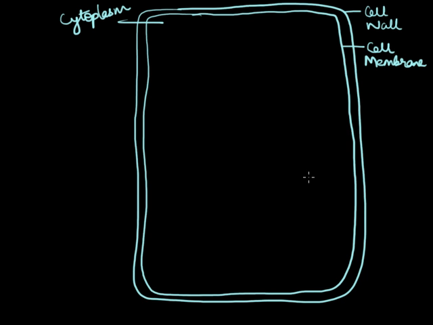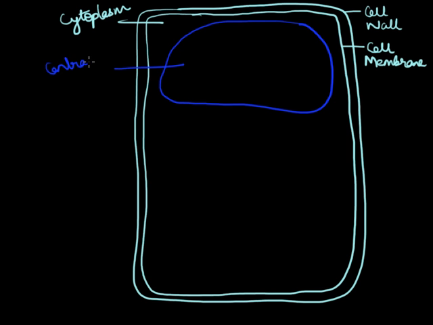Now the cytoplasm contains a lot of organelles, membrane bound organelles. So we will learn how to draw each one by one. The first organelle that we are going to draw is the vacuole. This is also called the central vacuole and it occupies a large amount of space in the plant cell.